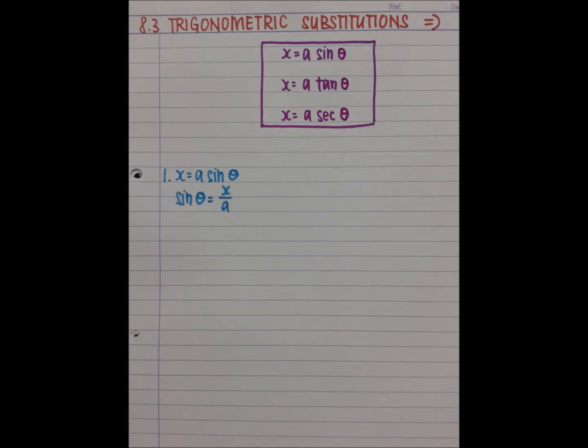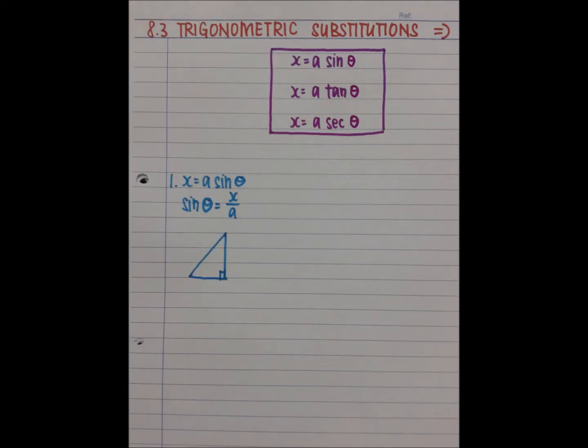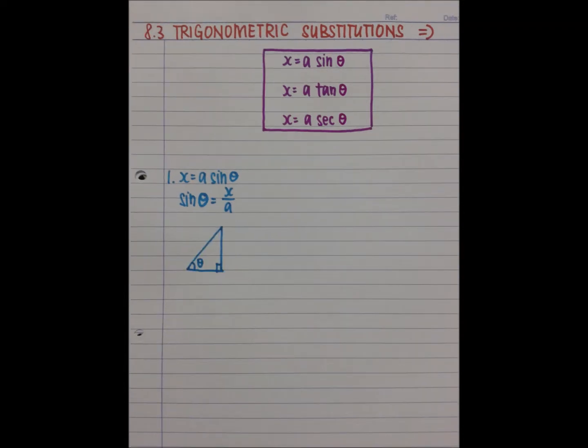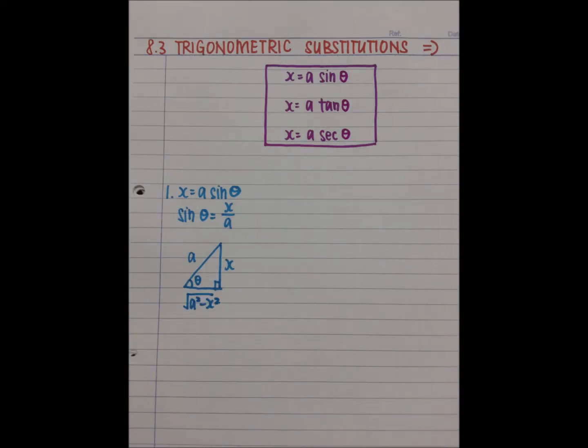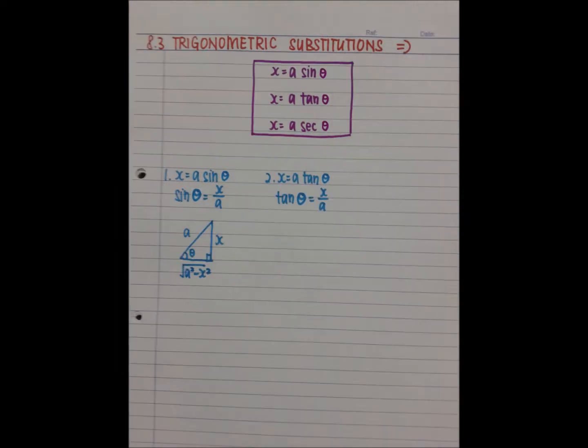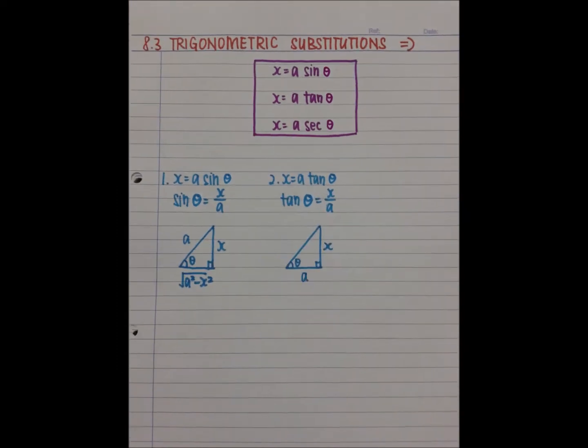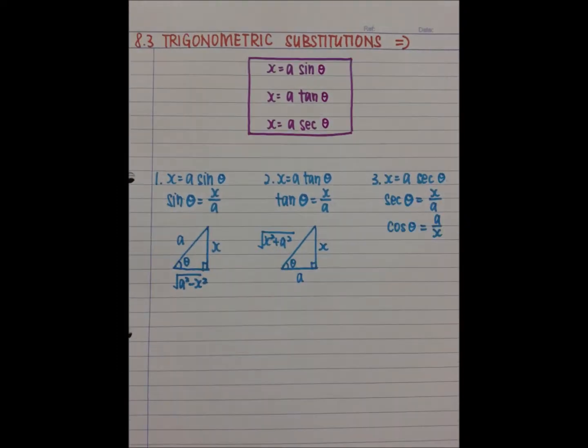So here we have our right angle triangle and this is our angle theta. Since sine equals opposite over hypotenuse, this is our x and this is our a. By using the Pythagoras theorem, we can figure out that this is the square root of a squared minus x squared. And we do the same for x equals a tangent theta and x equals a secant theta.